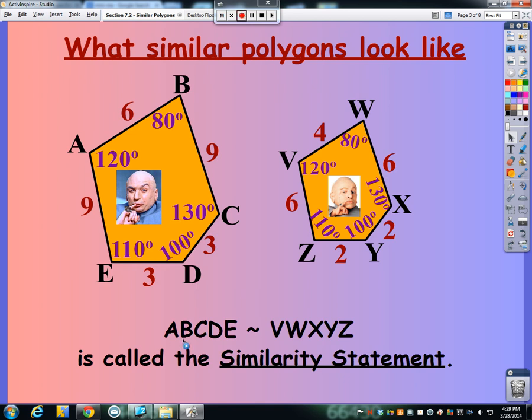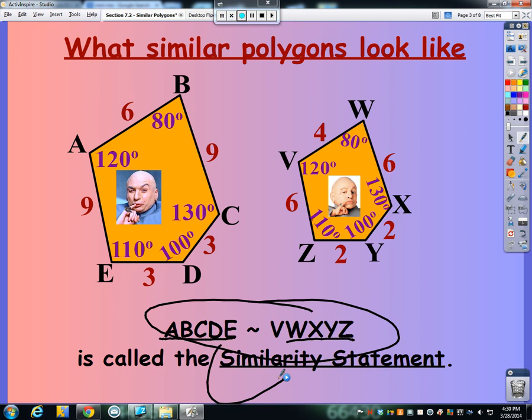So I would say down here that pentagon ABCDE is similar to, and notice before we had congruent to symbols, now we're getting rid of the equal sign, if you will, and we're just taking the squiggle on top. For you Espanol people, it is the tilde. So we're only going to use the top of the congruent sign to represent similarity. And when we have one shape similar to the other, we call that entire thing the similarity statement, just like we had congruency statements.